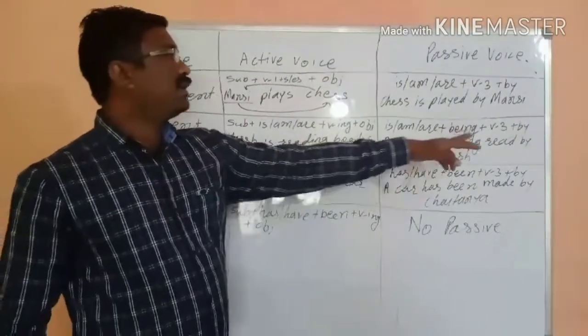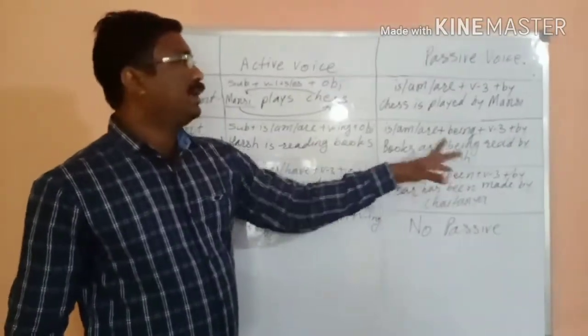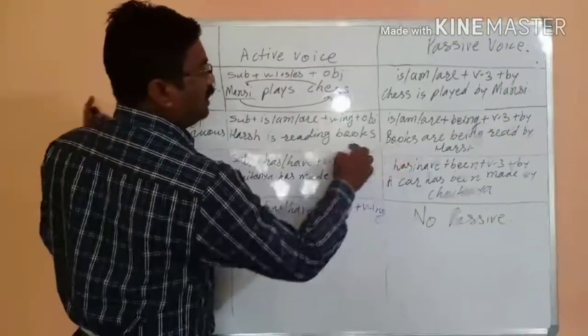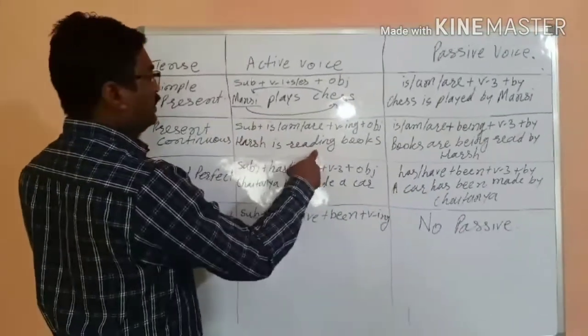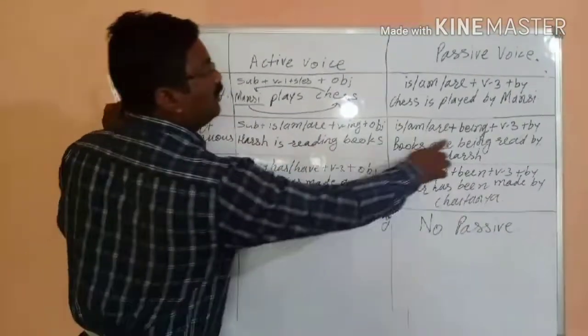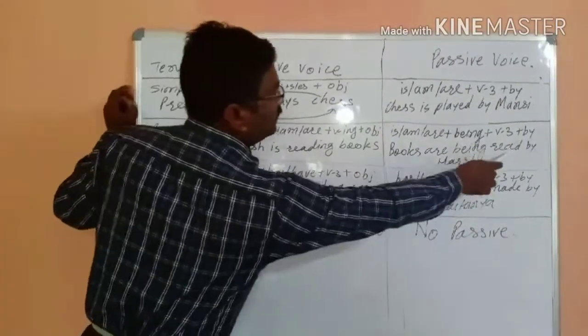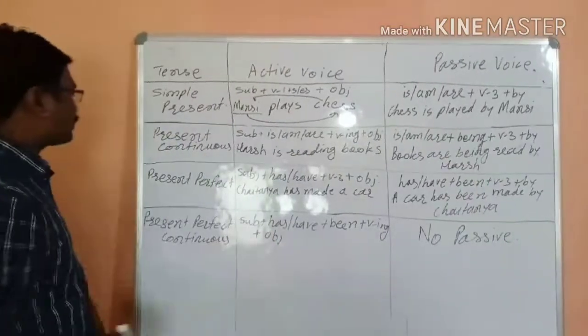Books are being read by Harsh. You see, as books is plural, so we have taken here are, and it is in continuous tense. That's why we need to take being. And already I told you, in every tense V3 of in passive voice is compulsory.